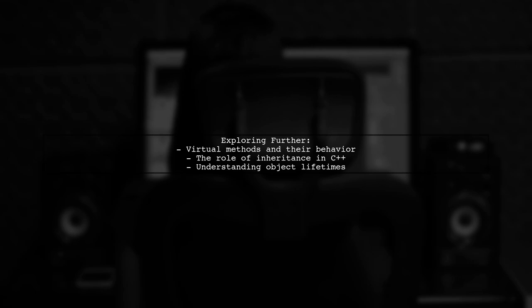And when we declare a virtual method in the base class, why does it get called instead? Let's unravel these mysteries together and understand the nuances of C++ casting and inheritance.